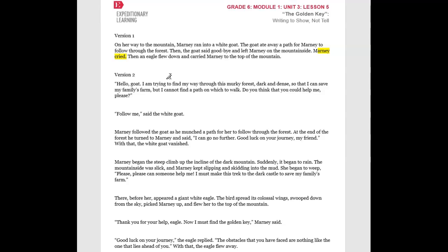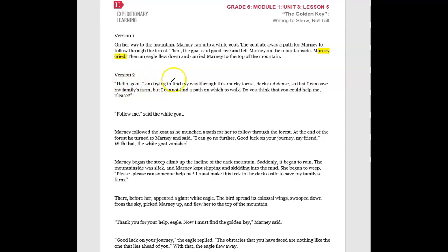But we could do it even better by showing what's going on with Marnie through some dialogue and some more action. So anyway, let's jump into version 2, and we'll see what you think and if it is more vivid and interesting. So here's version 2.